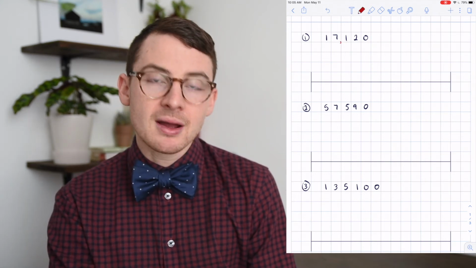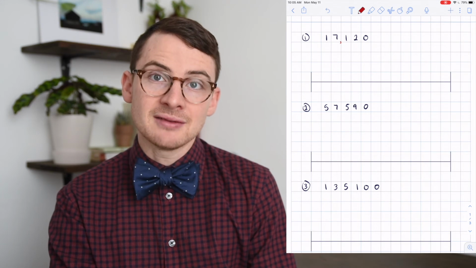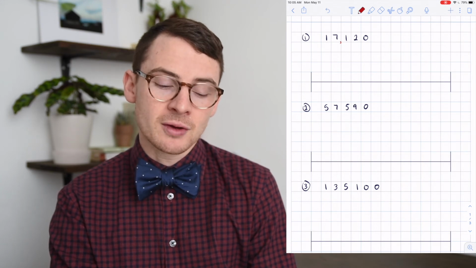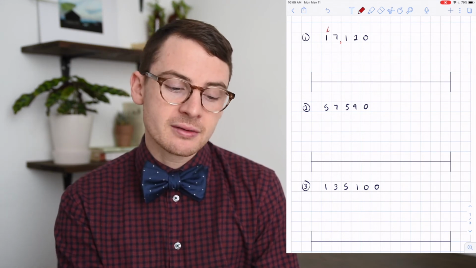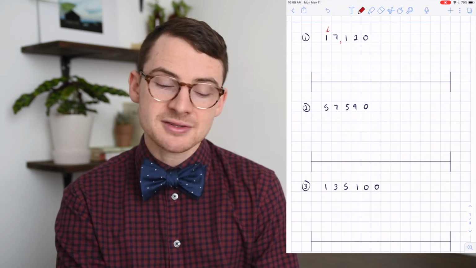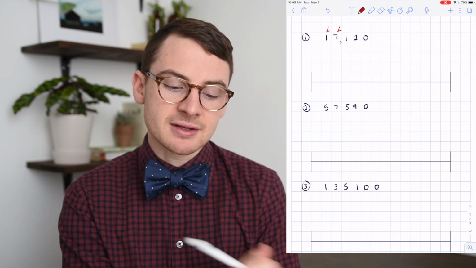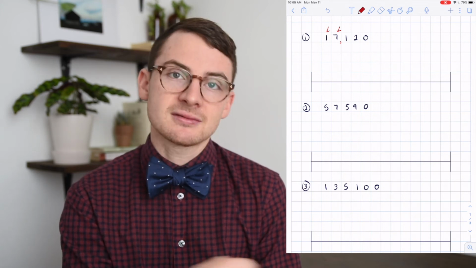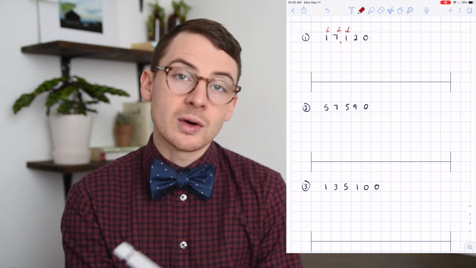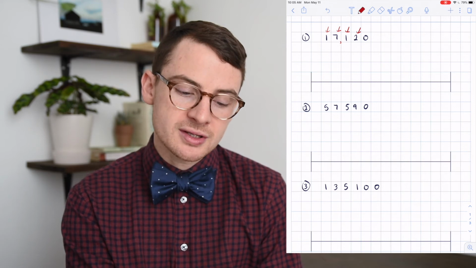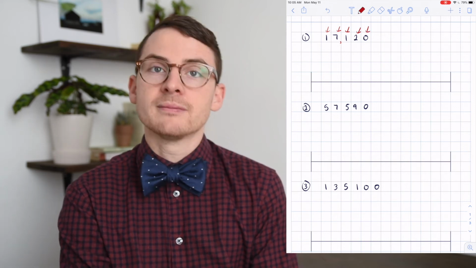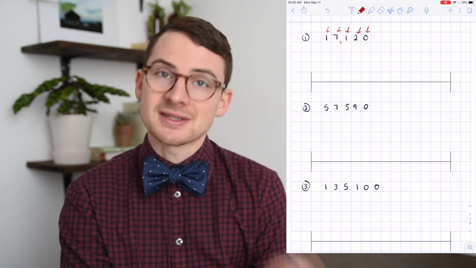17,120. Now, I can break this out again, not just by place value, but also by value. What is the value of this 1? 10,000. What is the value of this 7? 7,000. What is the value of this 1? 100, and this 2, 20, and this 0, it's in the ones place, it's 0.